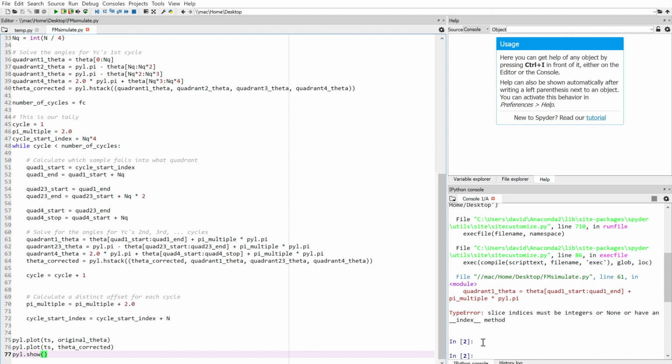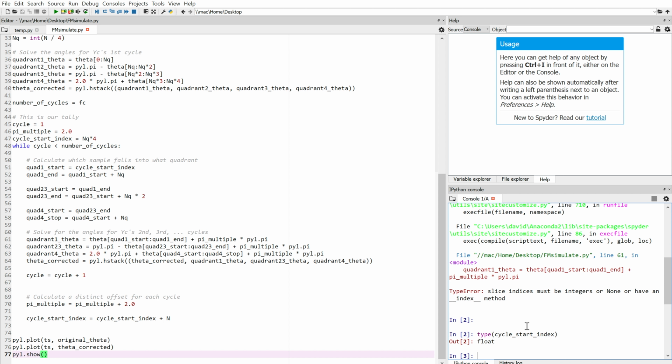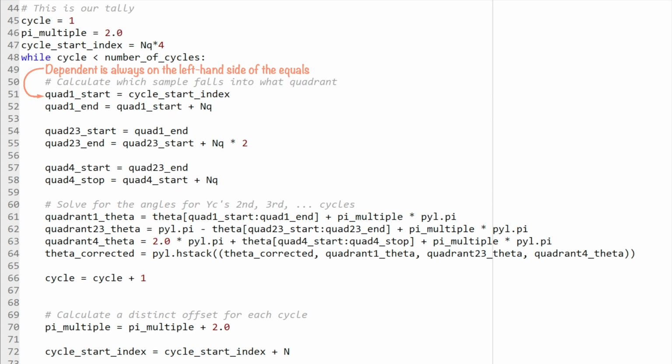What is really handy about Spyder Python is you can just head over to the console and find out, like so, what type of value is held in a variable. As for the reason why I checked out cycle start index first, is that it's not only the value that gets transferred to a dependent variable, but the type of value as well. This is important because, as you can see, quadrant 1 start is totally dependent on cycle start index.